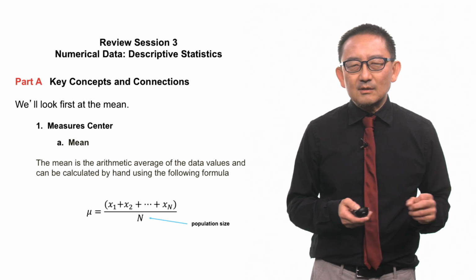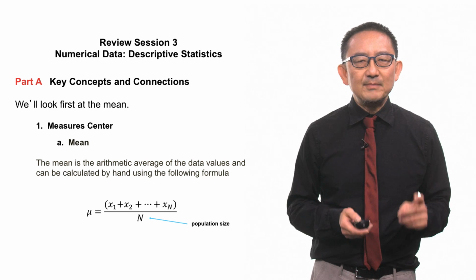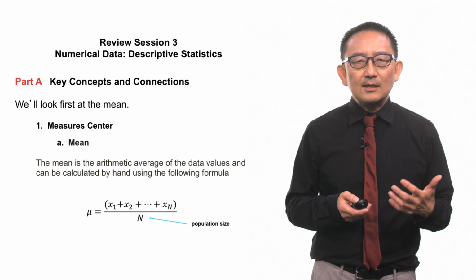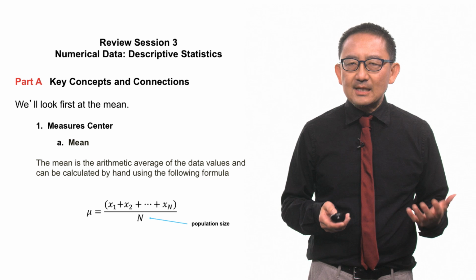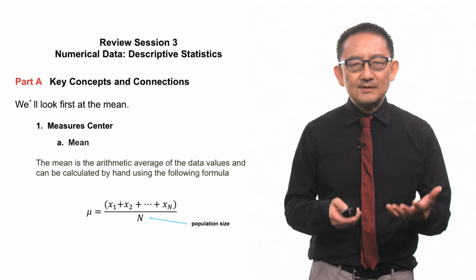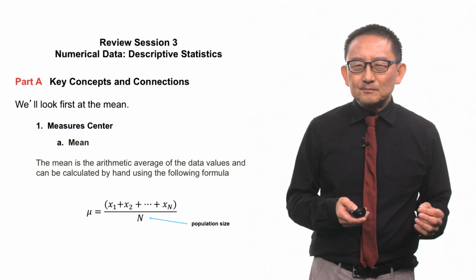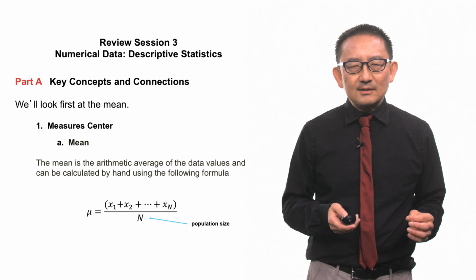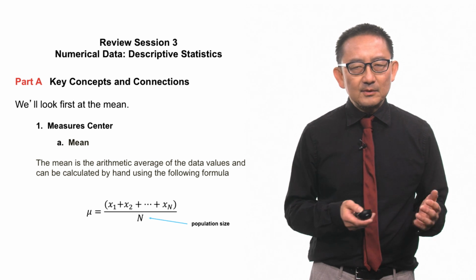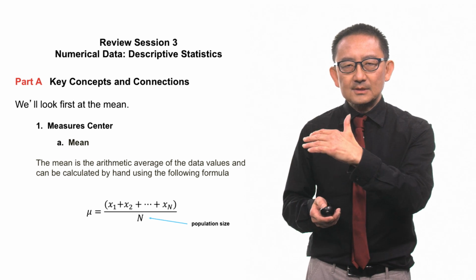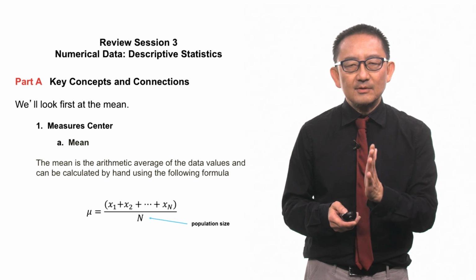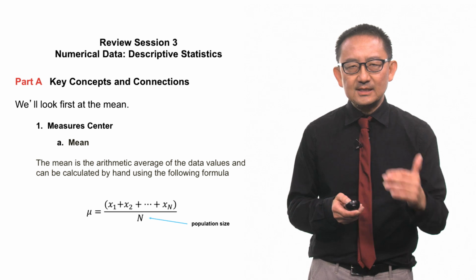So we'll begin with our first measure of center called the mean. The mean is the arithmetic average of the data values and can be calculated by hand using the following formula. When we're calculating the mean, this is something that's quite familiar to most people. You simply add up the individual data values and divide by the number of data values that we have, which is the n.